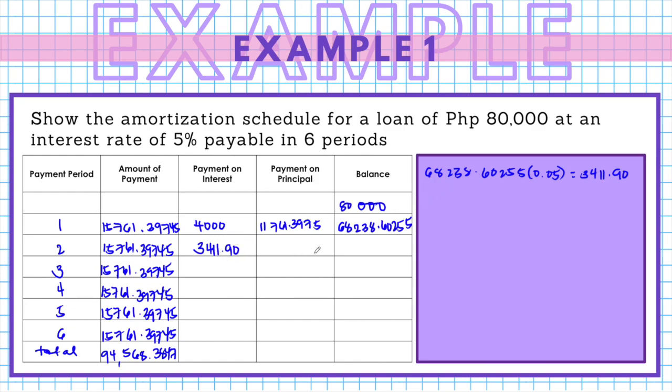And to determine the payment on the principal, simply subtract 15,761.39745 with 3,411.90, which we will get 12,349.46732. And then we're going to be writing this here.